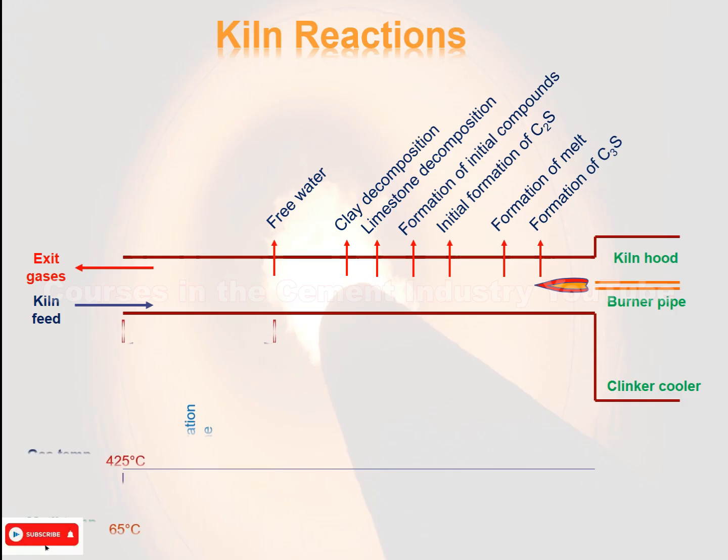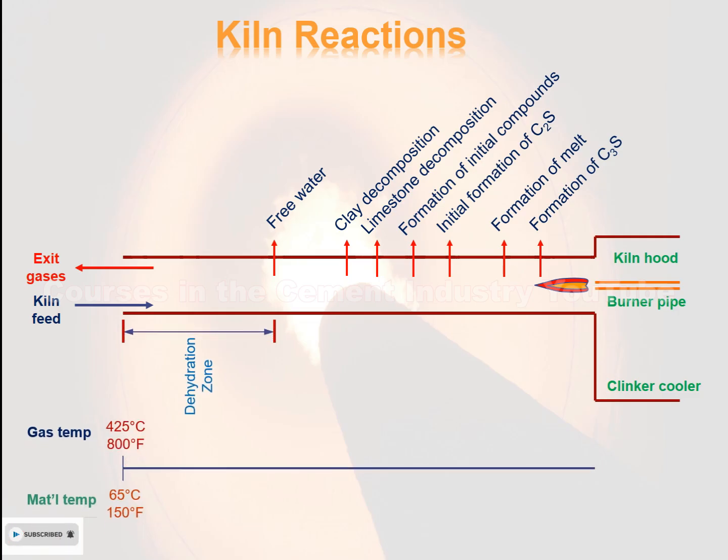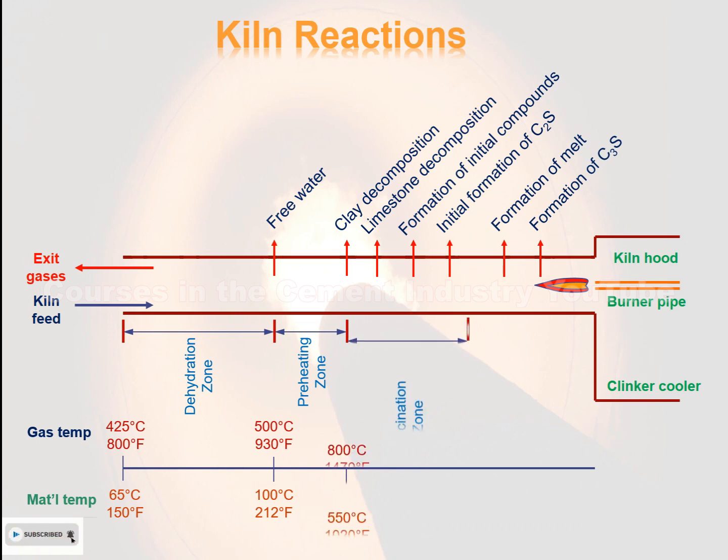1. Dehydration zone: the gas temperature 425 degrees C, material temperature 65 degrees C. 2. Preheating zone: the gas temperature 500 degrees C, material temperature 100 degrees C. 3. Calcination zone: the gas temperature 800 degrees C, material temperature 550 degrees C.